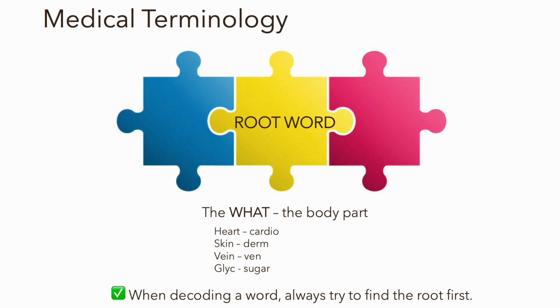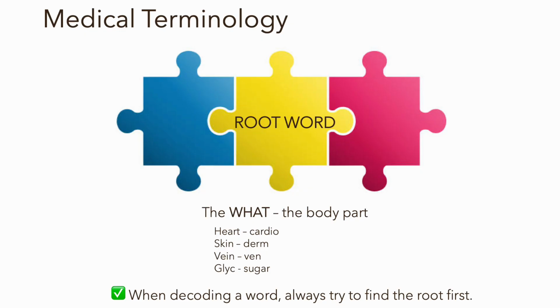Some examples, if you're thinking about the body part, the what, it could be the heart, which is referenced as cardio. The what of the body could be the skin, which in medical terminology is the derm. You can think about when you go to the dermatologist, they're going to look at your skin and treat your skin. Another example of a root word could be vein. In the healthcare field, they usually say ven. And then also glyc, which is known as sugar.